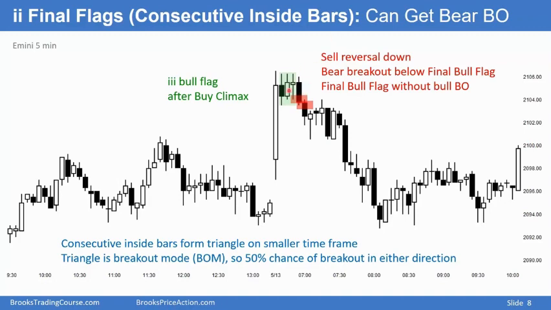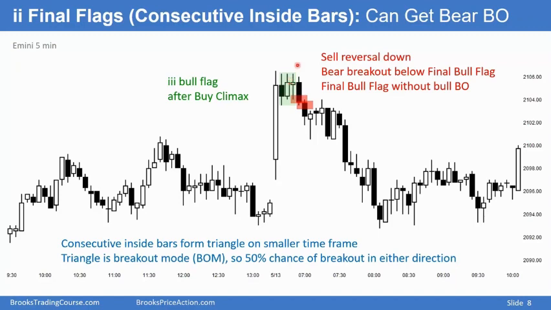If we did get the up move, because it's a triangle, it's a magnet, the up move usually does not get very far before it tries to reverse back down. Bears will sell below that II after a possible exhaustive buy climax. This is an II, potential final bull flag. It was the final bull flag.